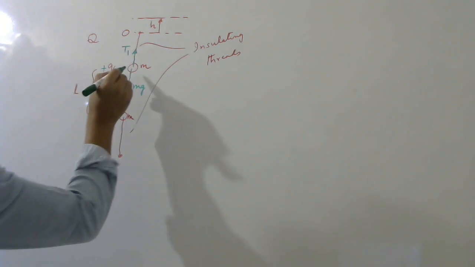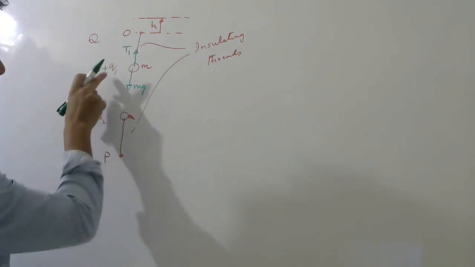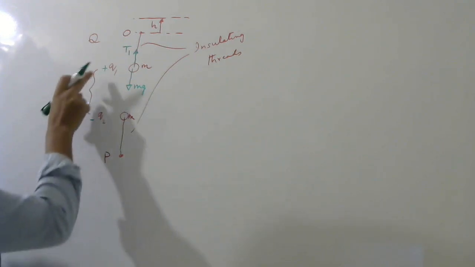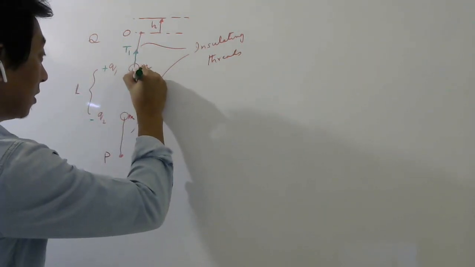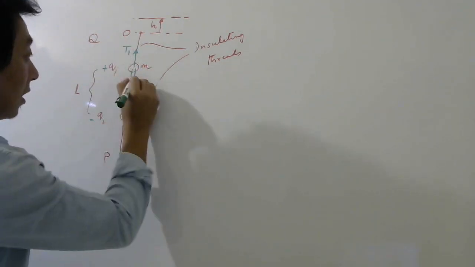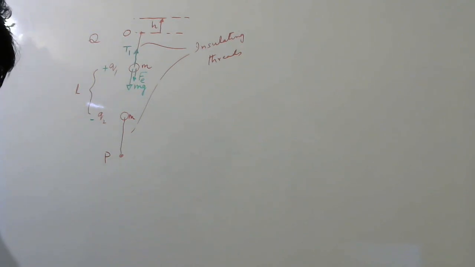Now, another force will be there. Is there any other force? Yes. This charge is Q2, this charge is Q1, and they are unlike charges. So there will be an electrostatic force, attractive. Let me write this as Fe. It is visible, right? Fe.